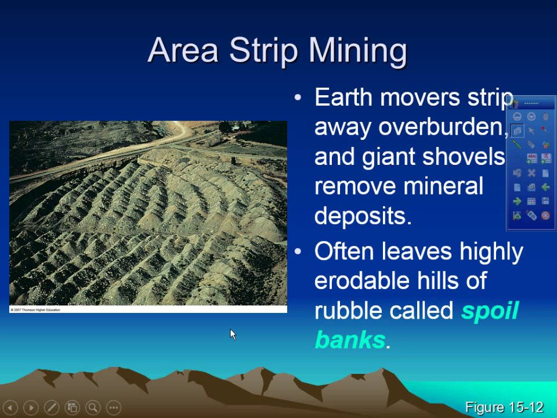Strip mining, you remove the overburden, which is the soil, the trees, the plants, whatever's on top of it. So area strip mining is you remove a strip of the overburden, you remove the mineral deposit, and then if you have to reclaim, you'd have to put that overburden back. If you don't, they just leave it, and that leaves huge amounts of erodible areas. They're called spoil banks, where there's nothing there, right? There's no soil anymore, there's no trees anymore, so that causes huge amounts of erosion.